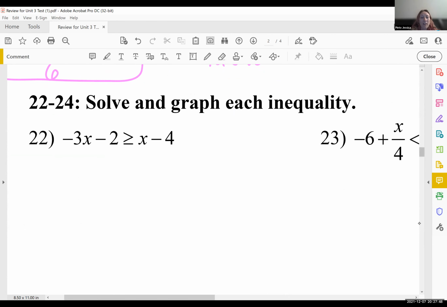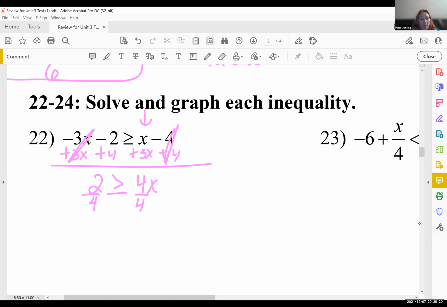Okay, solve and graph the inequality. All right. So I see that here's the positive x, so I'd like to keep that. I'm going to add 3x. And simultaneously, since I'm adding x to this right-hand side, I'm going to add 4. This cancels and this cancels. So one thing on each side cancels, which is nice. So I've got 2, inequality is the same. This is 4x. Dividing by 4, I get, and watch how I write this.